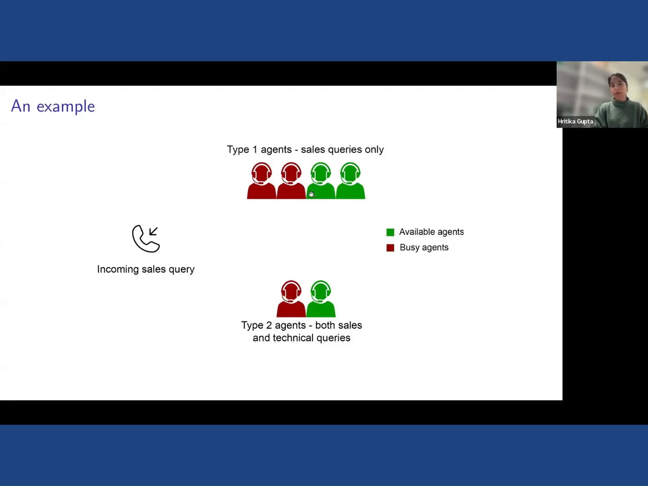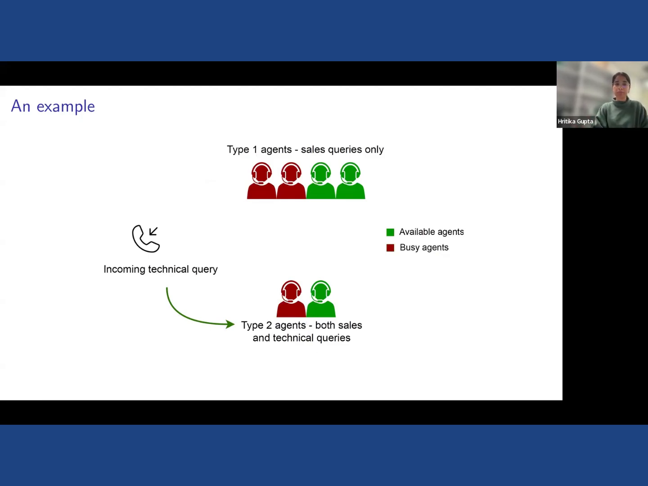Now, say some type 1 agents are available and some type 2 agents are available, and a sales query is coming in. In such a scenario, the optimal action would be to assign the sales query to a type 1 agent, since they are dedicated sales agents. And similarly, if a technical query is coming in and a type 2 agent is available, the optimal action would be to assign the technical caller to a type 2 agent, since they're the only type of agents that can take that query.